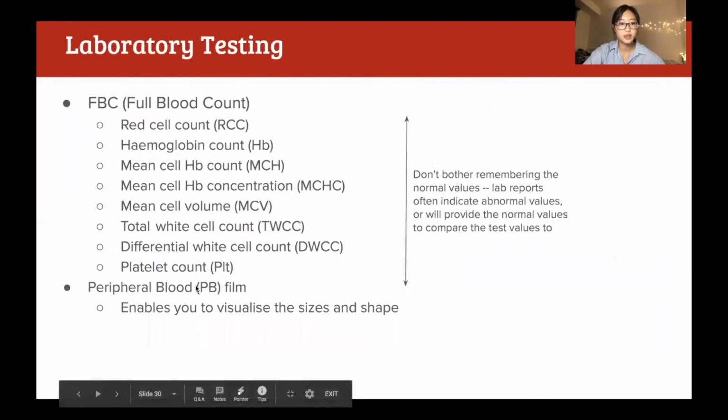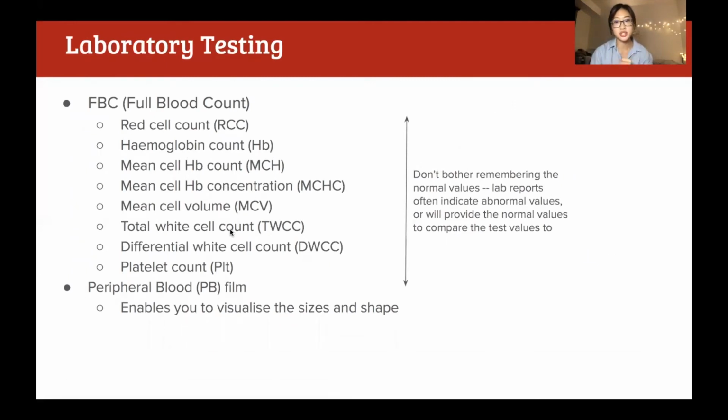And then for laboratory testing, when you order a blood test, you usually say, I want a full blood count, or I want a full blood panel, because you'll get the numbers of all of these. There are normal values, but don't really bother remembering them, because lab reports are going to tell you, maybe with an asterisk or with some bold text or a different colored font, which values are abnormal, or they're going to provide the normal range so that you can compare the test values to the normal range. So don't really bother remembering any of that.